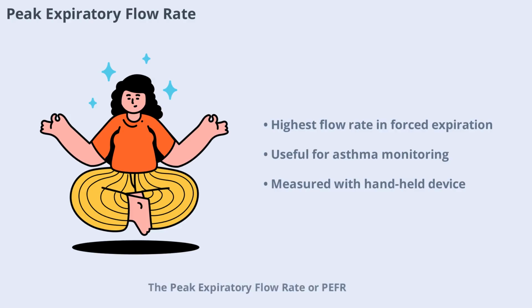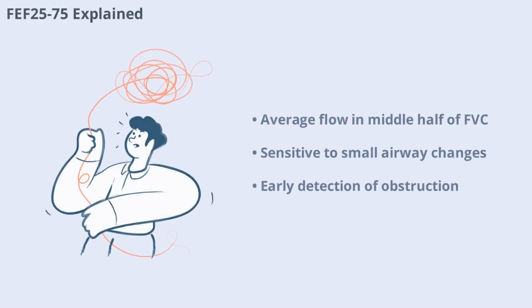The peak expiratory flow rate, or PEFR, is the highest flow rate achieved during a forced expiratory maneuver. It's a quick and practical way to monitor airway function, especially in asthma patients. PEFR can be measured at home using a simple handheld flow meter, making it useful for daily monitoring and management.